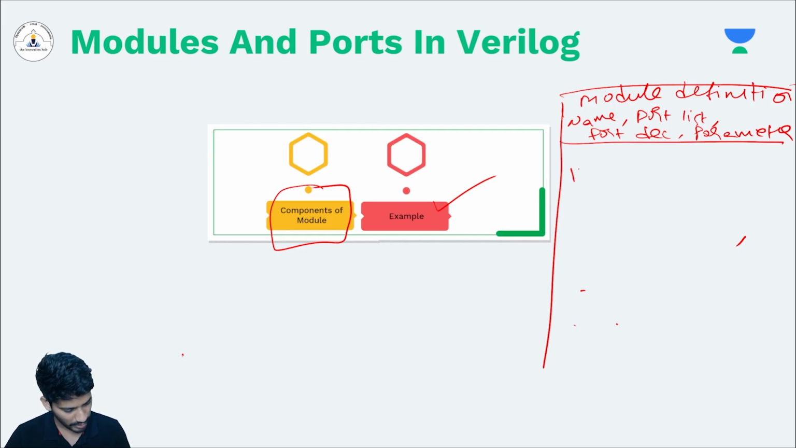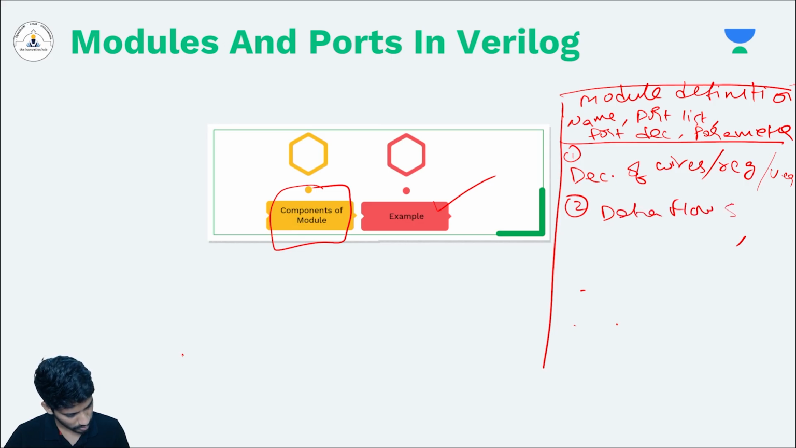They are the declaration of wires/registers. This is the first one. Second one is registers or any other variables. And the third one is data flow statements. Next is instances of different low level modules.